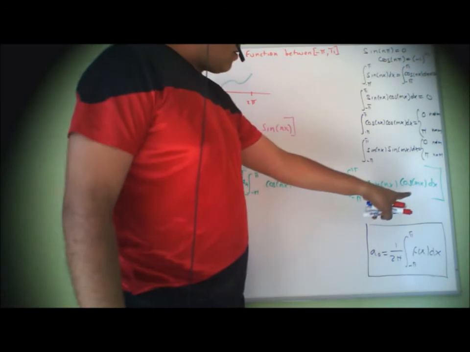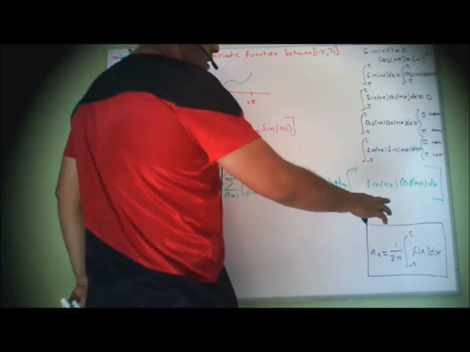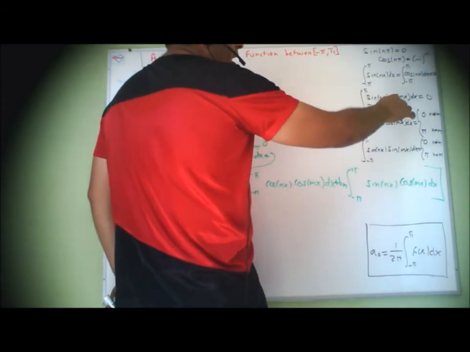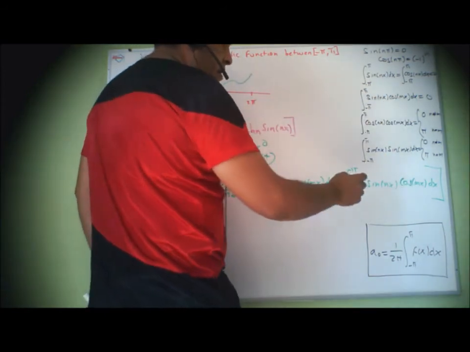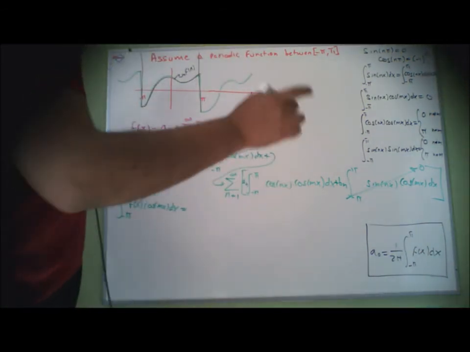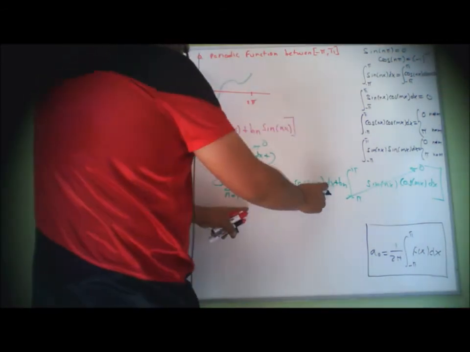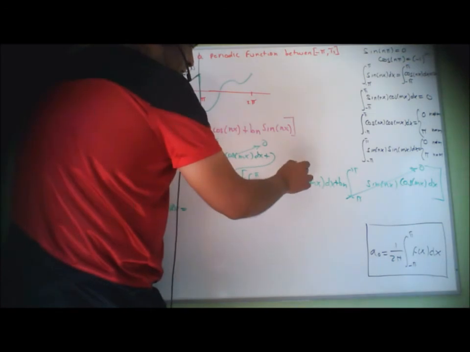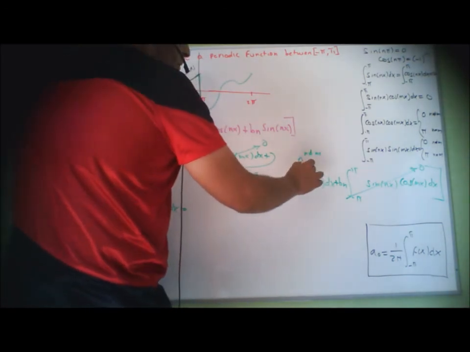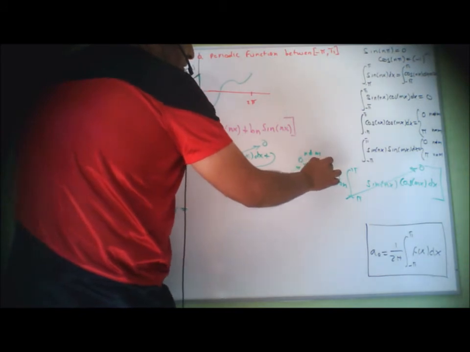But what about this one? When it is the sine and the cosine, it doesn't matter if the n and the m are equal or different. All of this happens to be just 0. So the only thing left is this part. So this is going to be 0 when n is different than m, and it's going to be pi when n is equal to m.